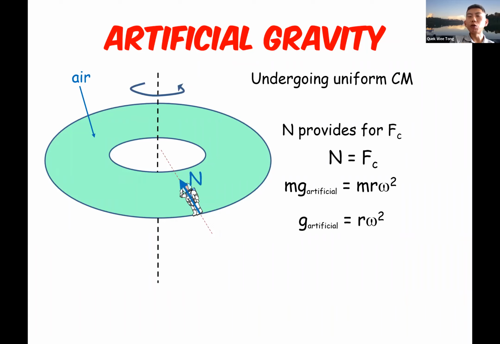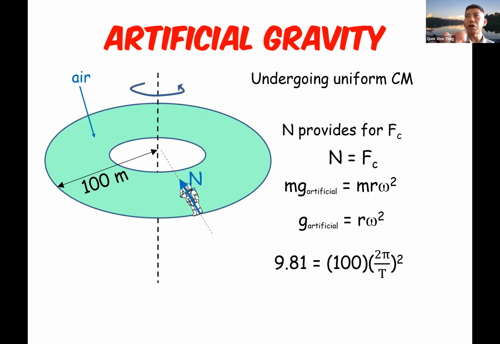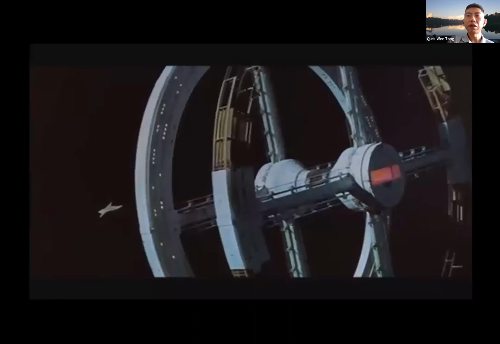Let's say I want to create a g that's close to 9.81, and my radius of this centrifuge is, let's say, 100 meters. Pretty large already. 100 meters is like two football fields long. The radius is 100 meters, so the entire centrifuge is two football fields long. So how fast does this thing spin? You can work out. One period is less than 1 second. So this thing has to spin really, really fast.